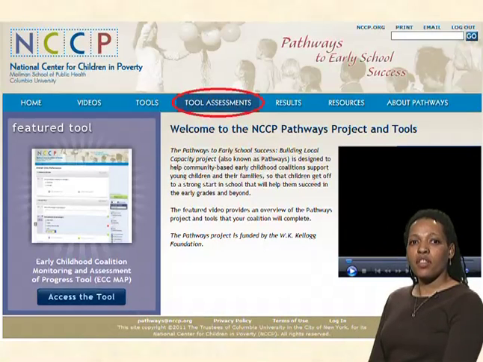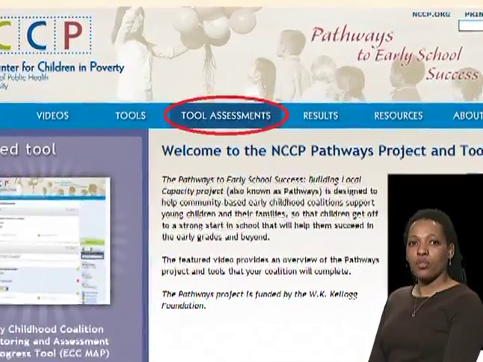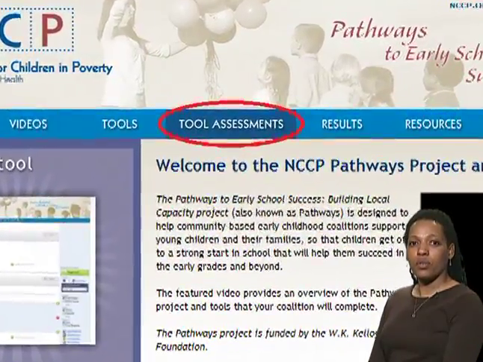When the ECC MAP is completed by all of the coalition members, your coalition will receive a summary report that provides findings about the clarity of the vision among members, the specificity of the coalition's goals, and whether they are tied to measurable indicators and outcomes, and also whether key stakeholders are involved in the coalition's work. Findings from the ECC MAP will help coalitions to identify areas that need improvement, as well as areas where they are strong. After coalition members have completed the Early Childhood Coalition Monitoring and Assessment of Progress tool, or the ECC MAP, we ask that you give us feedback on the tool and complete the assessment of the tool.